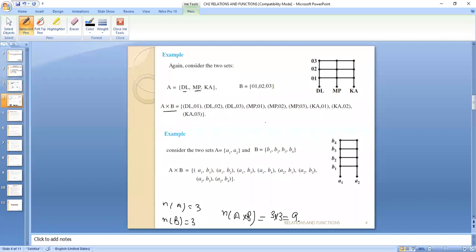Okay. Now let us consider one more example. Consider the set A equals A1, A2, and B equals B1, B2, B3, B4. Now 2 and here 4. 4 twos are 8, so 8 ordered pairs should be there. So we will write a set of ordered pairs: A1 B1, A1 B2, A1 B3, A1 B4, A2 B1, A2 B2, A2 B3, A2 B4.